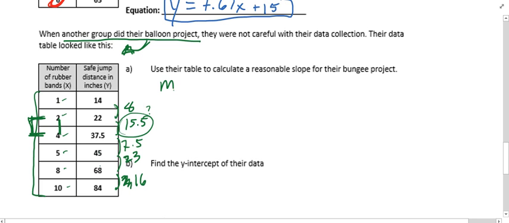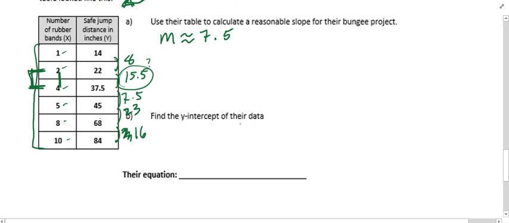Estimating is good as long as you have a reason behind it. I'm going to say the slope is about, that's what those double squiggles mean, about, let's say 7.5. Why not? 7.5. You guys took better data than this, so it'll work better for you. We'll say about 7.5. Let's find the y-intercept.